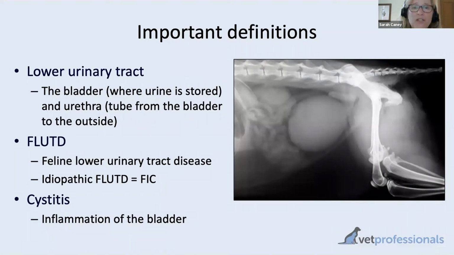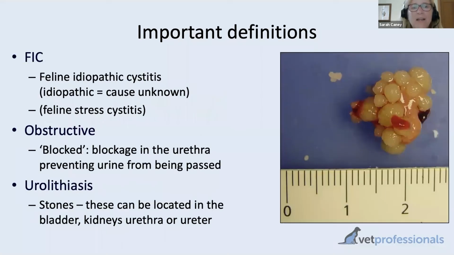Other important definitions I've put on this slide are lower urinary tract disease, which is basically any illness affecting the lower urinary tract. And lastly, cystitis, which you'll be very familiar with as a term that we use in ourselves. Cystitis means inflammation of the bladder. So can occur for a number of reasons. It's just a very broad brush term that we use. Some other definitions that are helpful to know at this point.